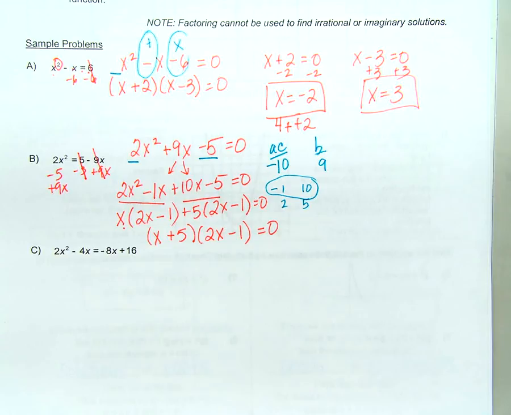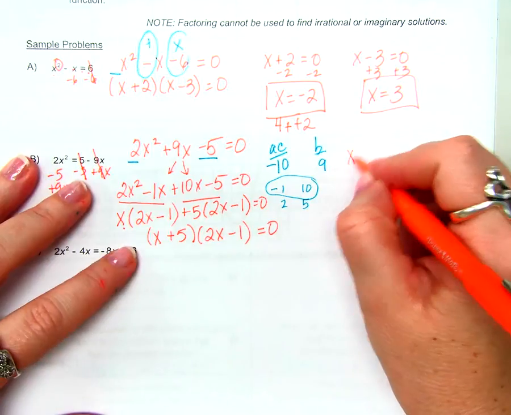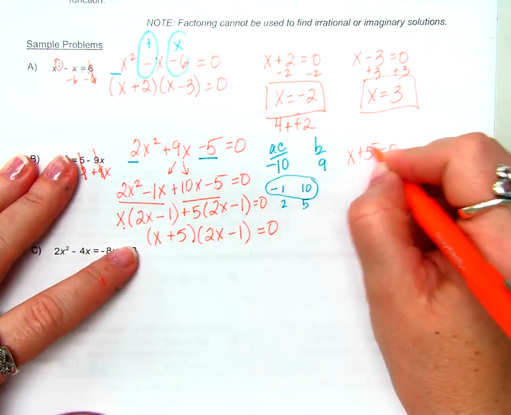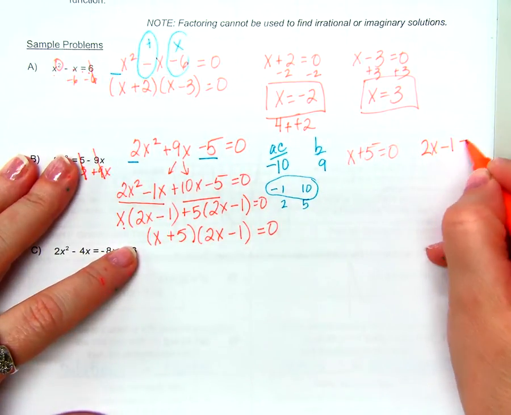Now what? Step 2 is done, so we got to go to step 3, right? What's step 3? Set them to 0. X plus 5 equals 0. 2x minus 1 equals 0.